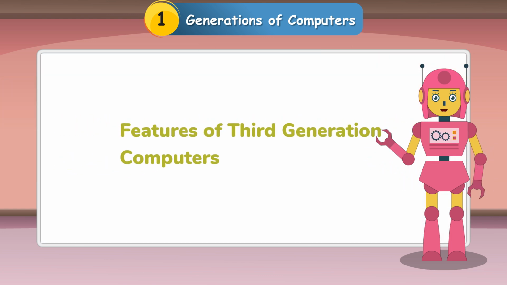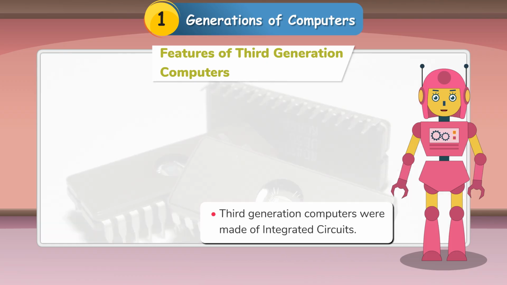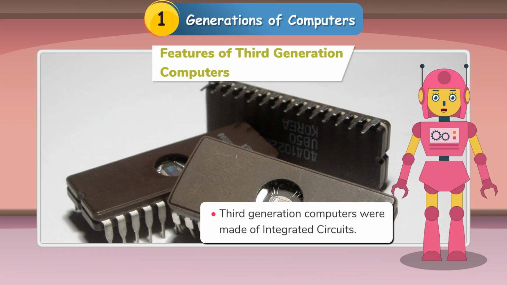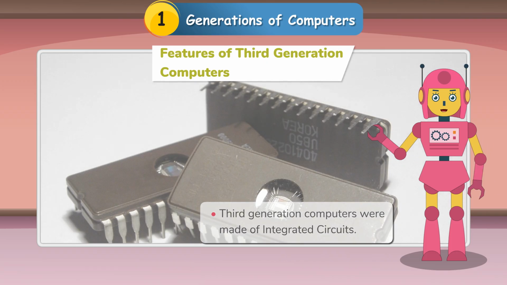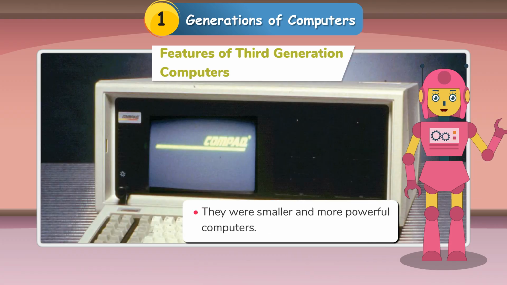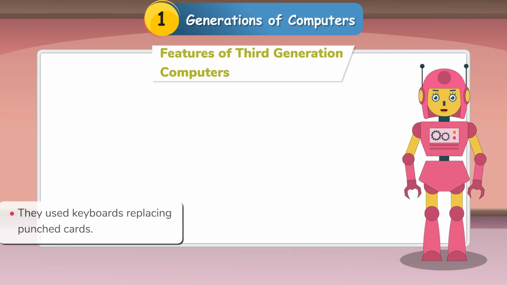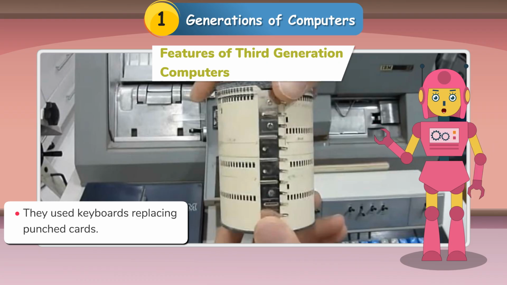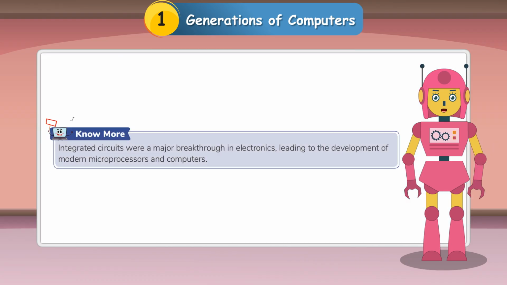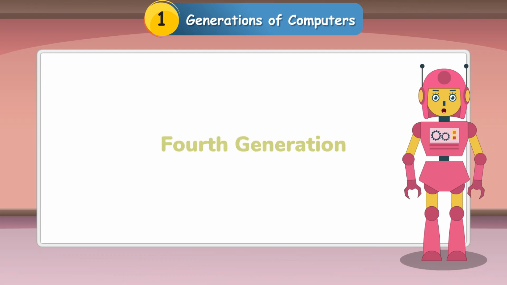Features of third-generation computers. Third-generation computers were made of integrated circuits. They were smaller and more powerful computers. They used keyboards replacing punched cards. Integrated circuits were a major breakthrough in electronics, leading to the development of modern microprocessors and computers.